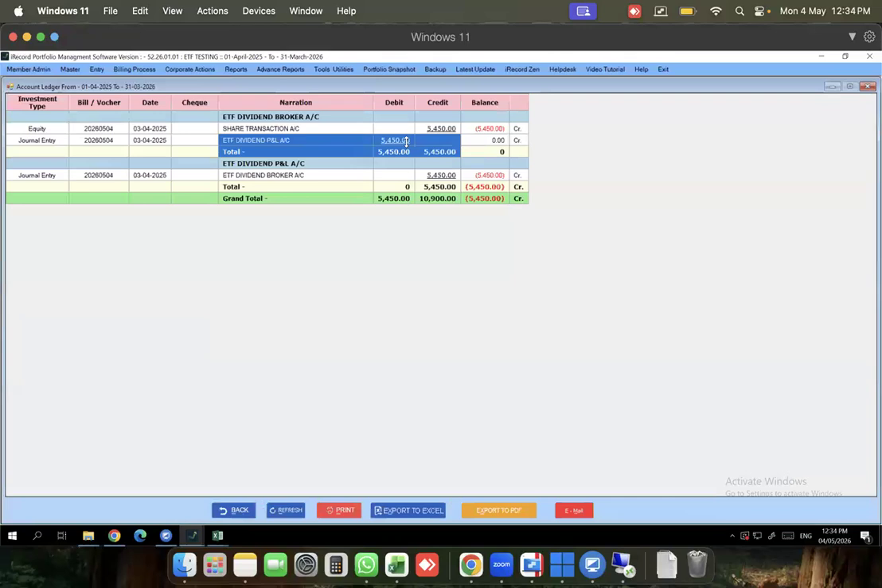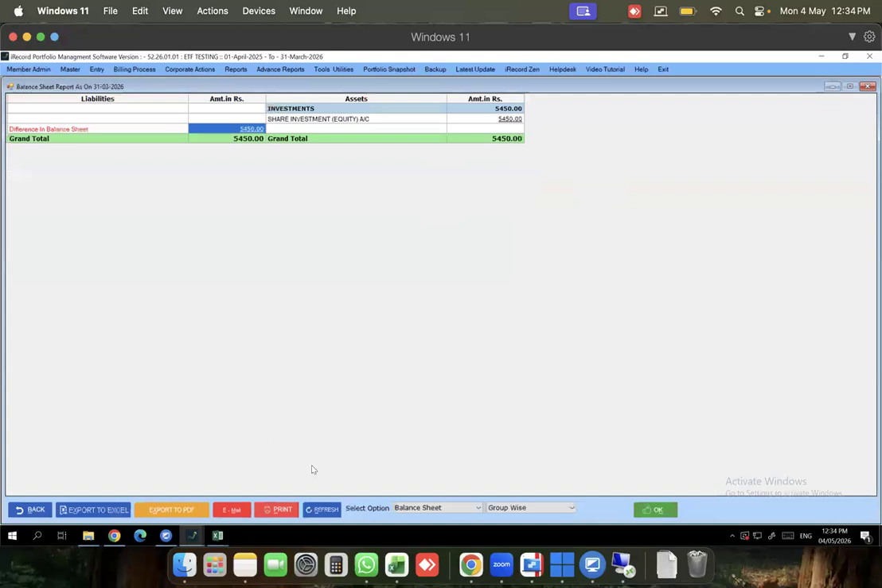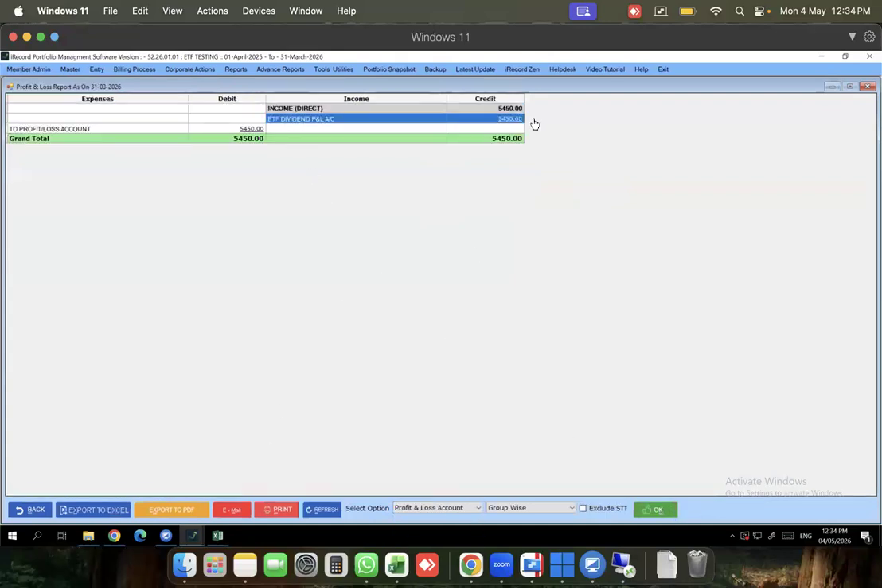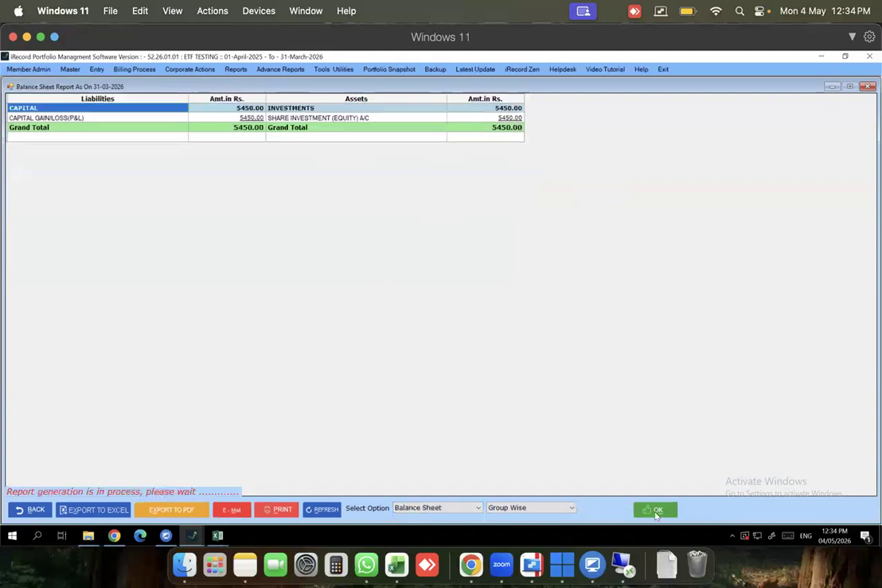That is 5,450. So this 5,450 will now show up on our P&L accounts as additional income. And the difference will again be capitalized and taken onto the balance sheet. And then the balance sheet balances. So this was the entire cycle for passing on the dividends.